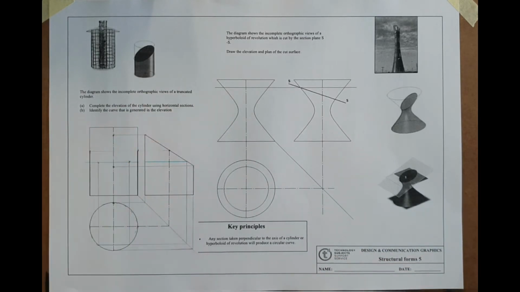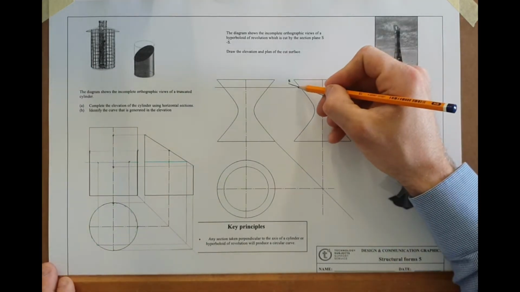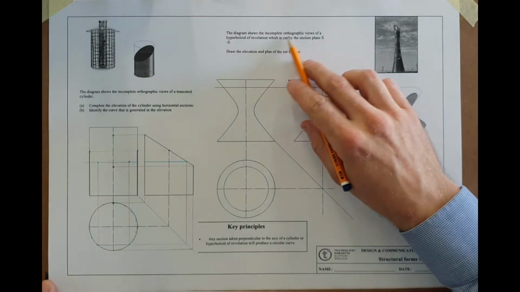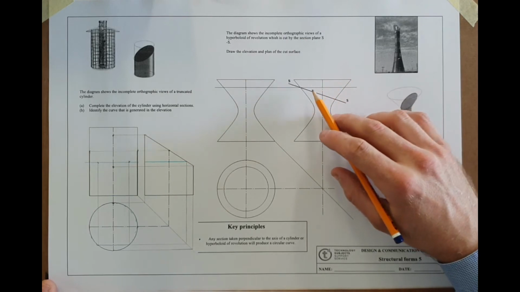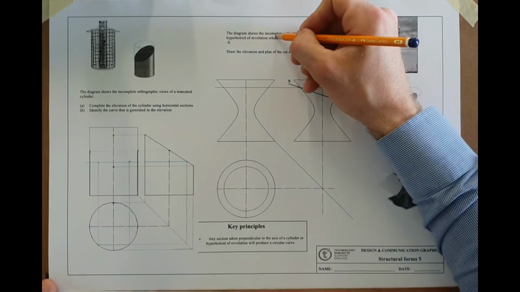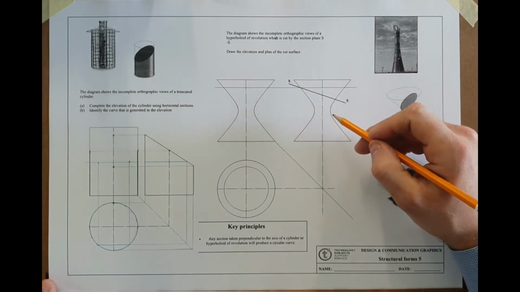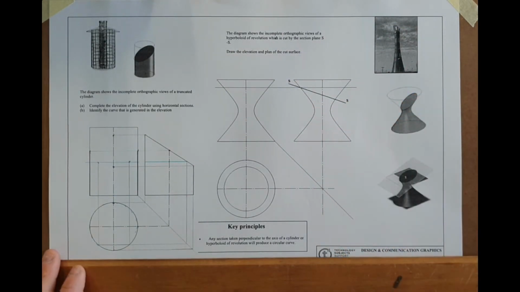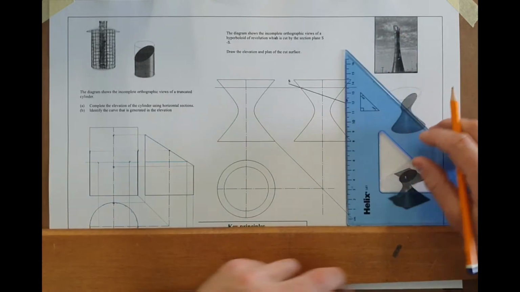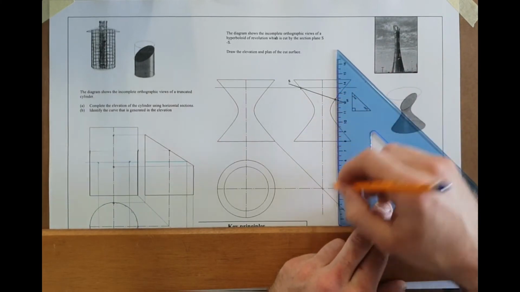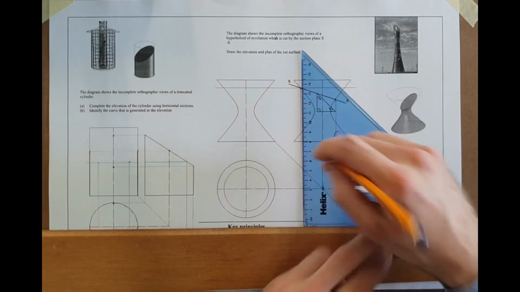Now the reason for that is that's like a warm-up activity for the next part here, which is actually quite similar. This time, what is it? Well, it's an inclined section through this object. The diagram shows an incomplete orthographic view of a hyperboloid of revolution, which is cut by the section plane S. Draw the elevation and plan of the cut surface. So we're going to be doing something quite similar again. I'd like to find bottom and top first of all. Bottom and top of the cut.